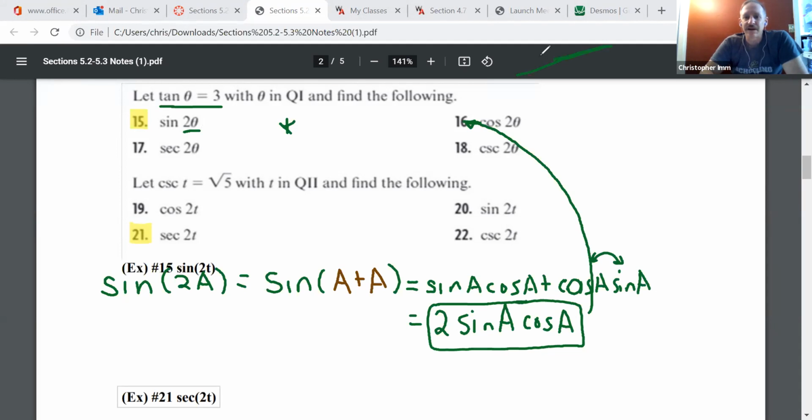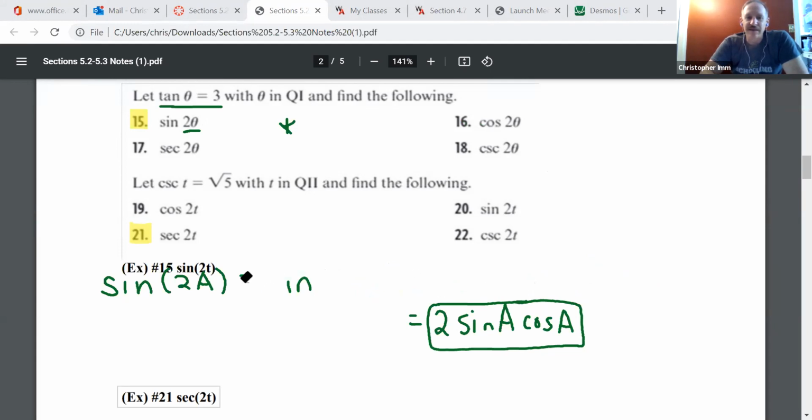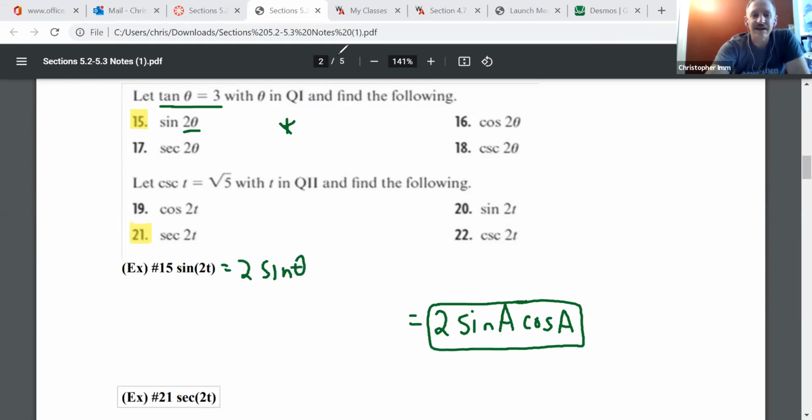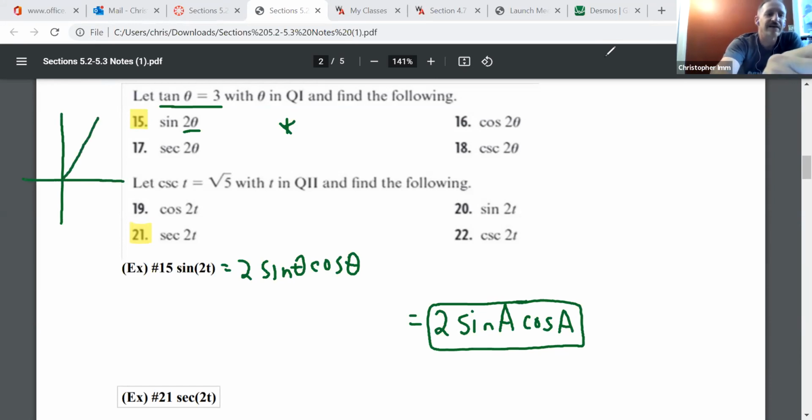So let me erase some stuff here. The first step is I'm going to replace that sine of 2 theta by what it's equal to. So I go up to my formula sheet and sine of 2 theta is equal to 2 sine theta cosine theta. Now I need to find sine of theta and cosine theta. I know that I have tangent of 3, so can't we just make a triangle again? I know that theta is in quadrant 1, so my triangle's out here somewhere.